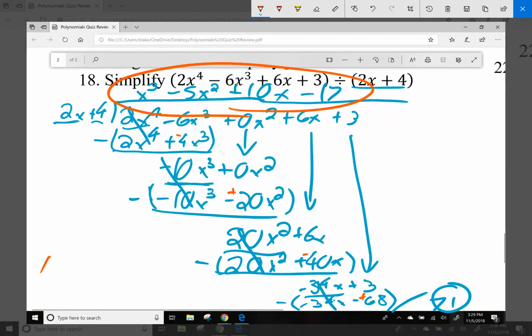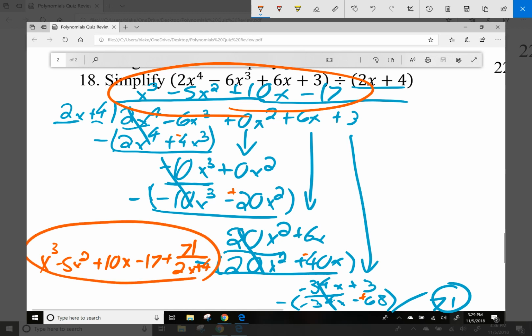So that would be x to the third minus 5x squared plus 10x minus 17, and then plus 71 over 2x plus 4. That would be your final answer. That's how you'd write your remainder. Remember, your remainder is always written as that fraction. You write it over whatever the divisor is. The divisor was 2x plus 4, so I wrote it over 2x plus 4.